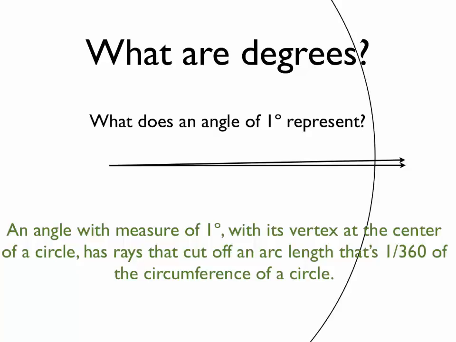Yeah, so if you put the vertex at the center, the rays will cut off 10%, or 1/10, of the circumference. That's what we mean by 36 degrees.